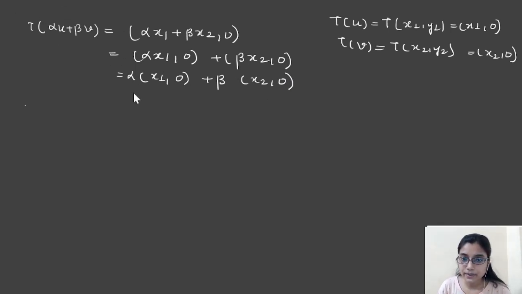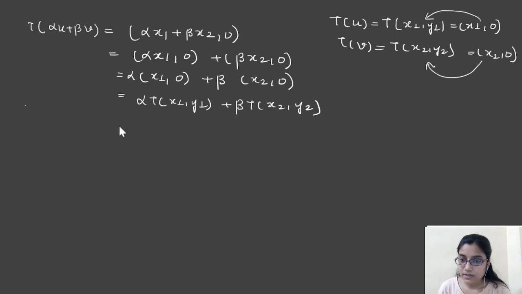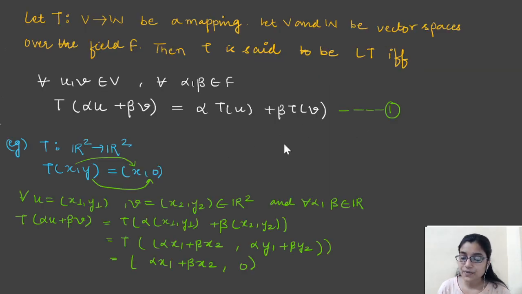So now I know that x1 comma 0 is equal to t of x1 y1 and x2 comma 0 is equal to t of x2 y2. So this is going to be alpha times t of x1 y1 plus beta times t of x2 y2. So now this is what, alpha times t of u plus beta times t of v. So this is how we check that condition 1 is satisfied over here. So t is a linear transformation.